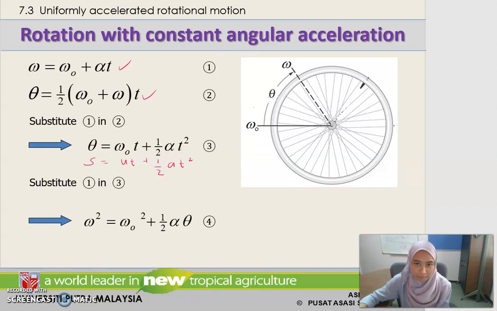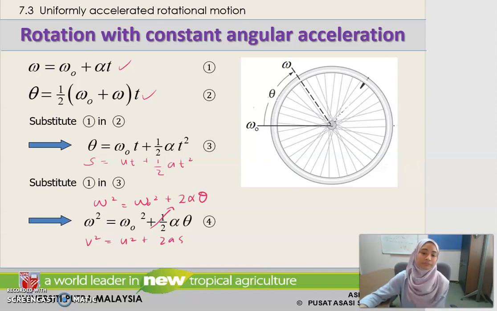Time is always the same. Okay, that's something you need to take into consideration. Time does not change even though it's in the angular or the linear world. Okay, so substituting 1 into 3 gives me v squared equals u squared plus 2as. This is wrong. So this should be omega squared equals omega initial squared plus 2 alpha theta. Okay, ignore this. In your book it should be correct.